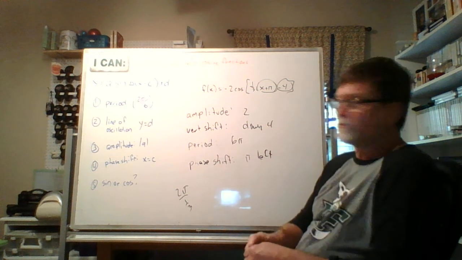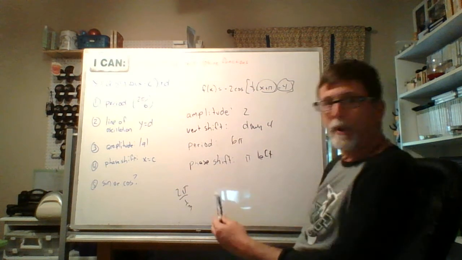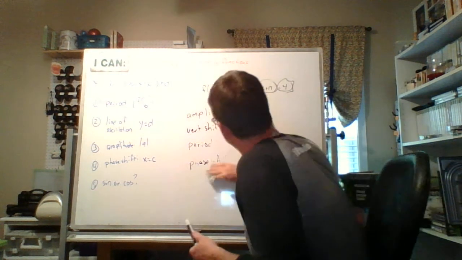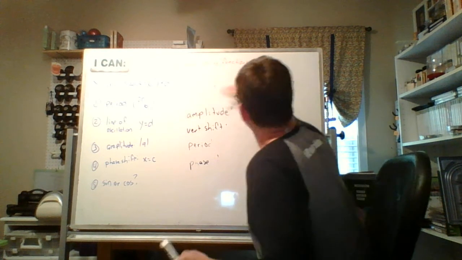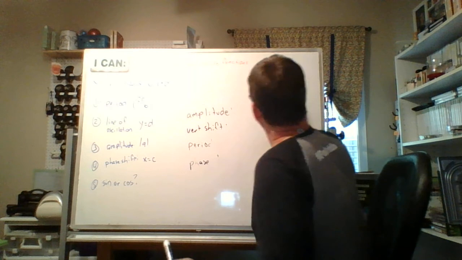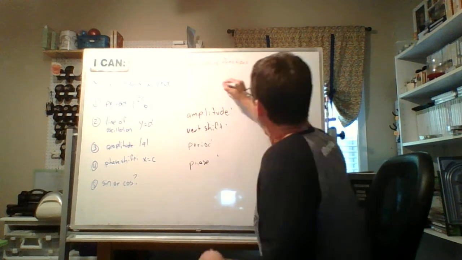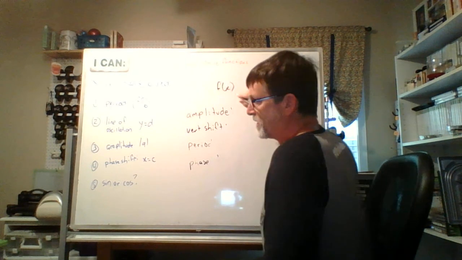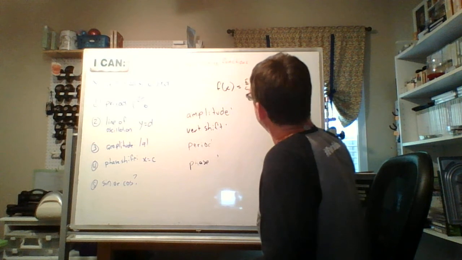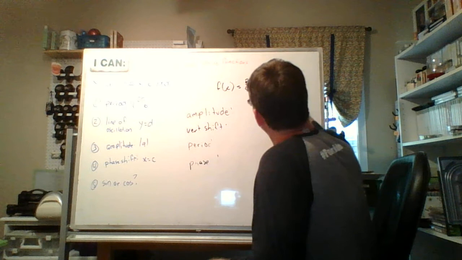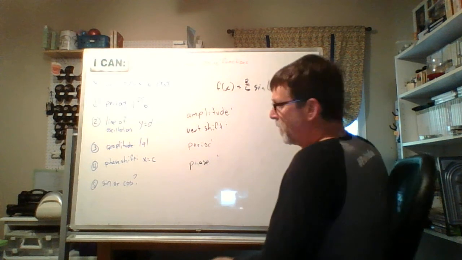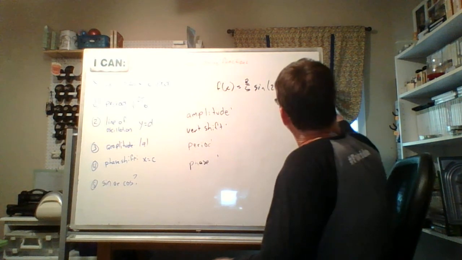Okay, let's try another one real quick before we actually start to graph. All right, let's do f of x is equal to 2/5 sine of 2x minus pi, plus 1.